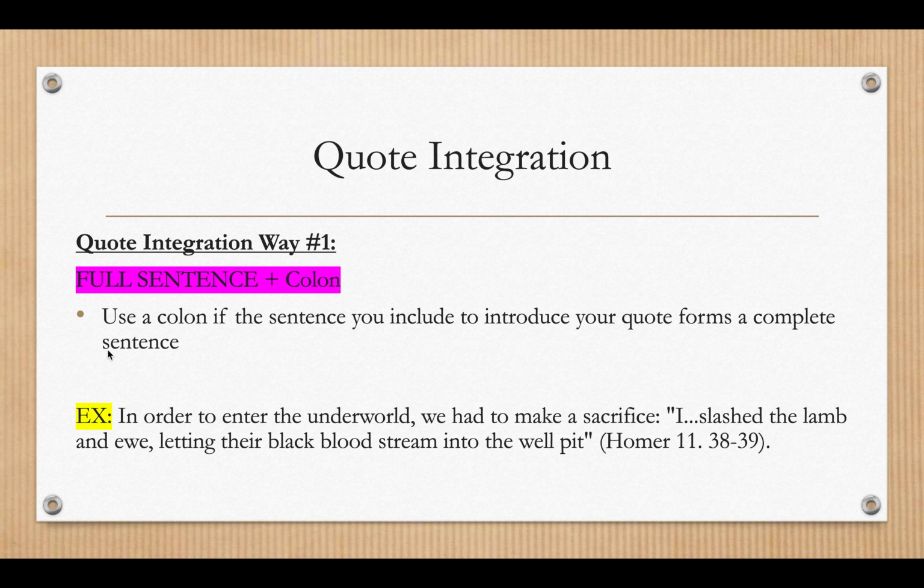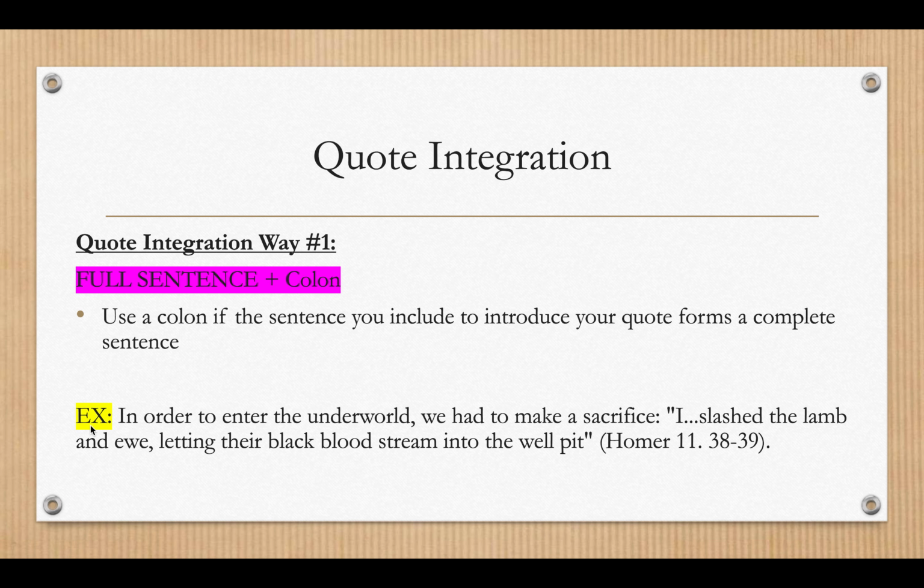Our first way that we can combine a quote into our writing is called the full sentence plus a colon. This means that if we want to include our quote, we can explain the quote with a full sentence, and then we can use the colon, which is right here. This is what a colon looks like. It's the two periods on top of each other. So we can use that to introduce our quote.